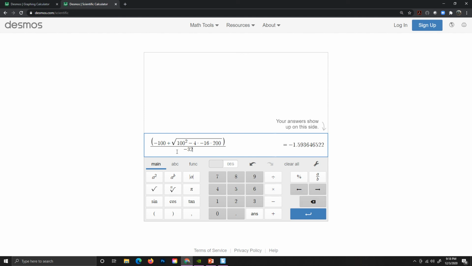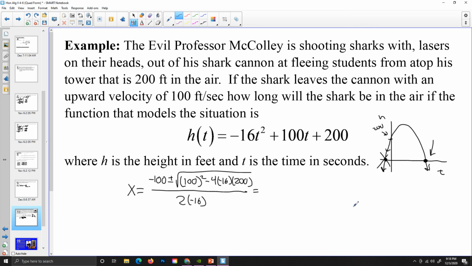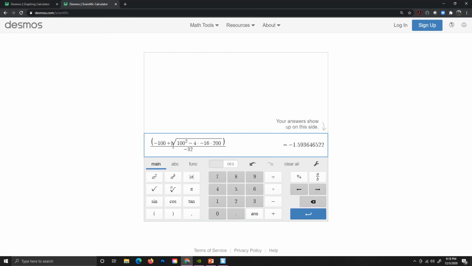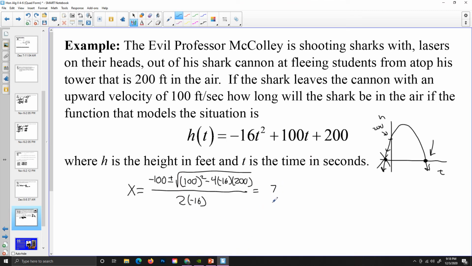All right, so when I enter that in, I see that I have a negative here. Now remember, we said that there was going to be a negative value, and we're just going to ignore that. So when we do the plus part, that one doesn't seem to work. So here's what I'm going to do. I'm just going to come back over here. I'm going to change this to a minus. It says 7.843, and that is what we're going to write in seconds. 7.843 seconds. So you have 7.8 seconds to get away from the flying sharks.